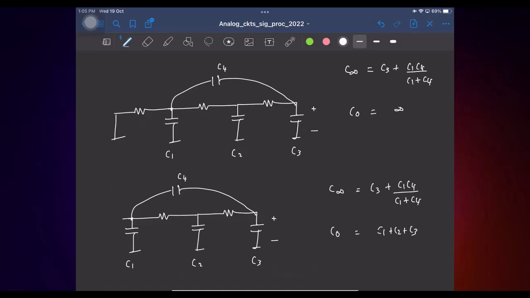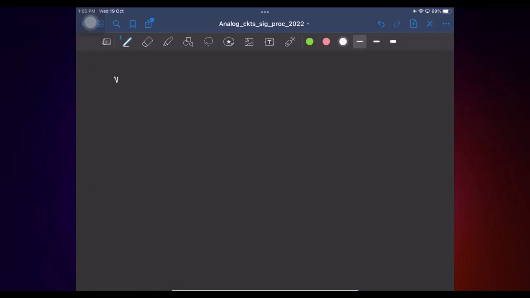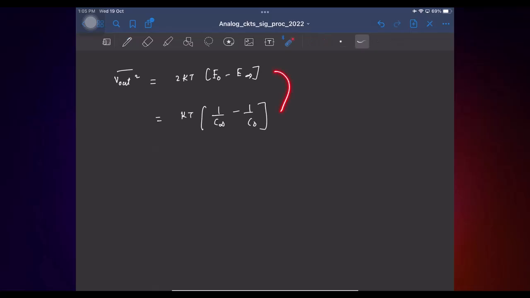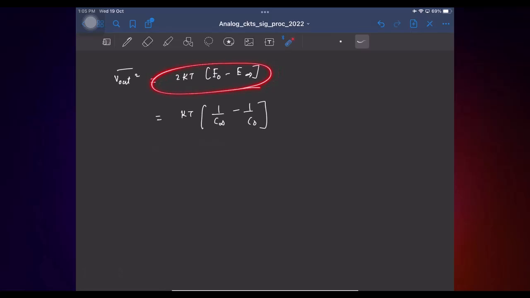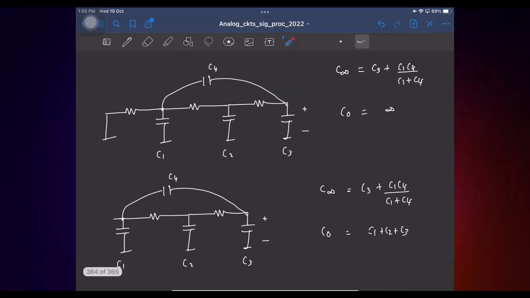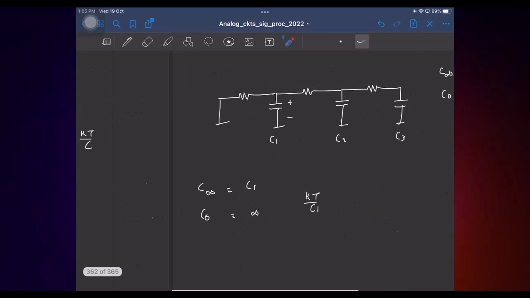Right. So if you have an RLC network, we basically can find it using two ways. 2 KT times (E0 minus E infinity), or like this. Okay. And of course, remember, this might look easy to do for LTI networks, but it is actually more general, as we'll see, because you can use the same result for an LTI network also, by going from E0 to E infinity, or C0 to C infinity.